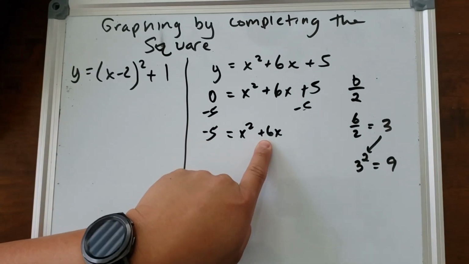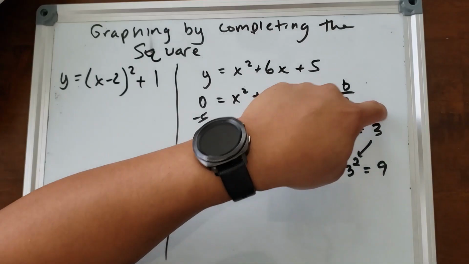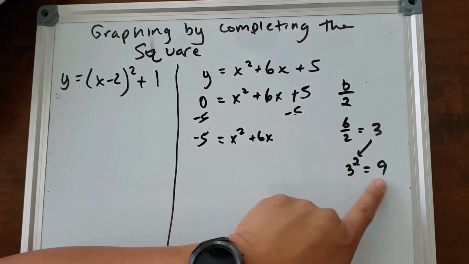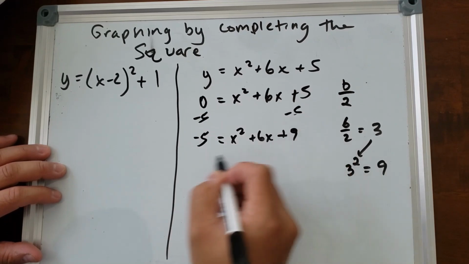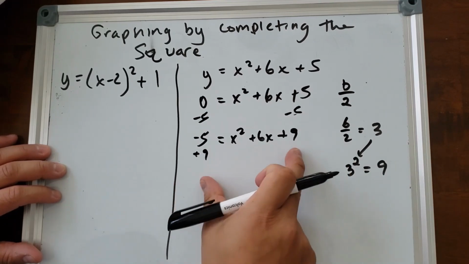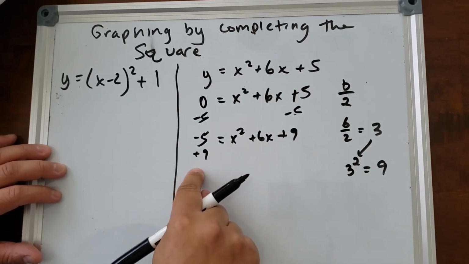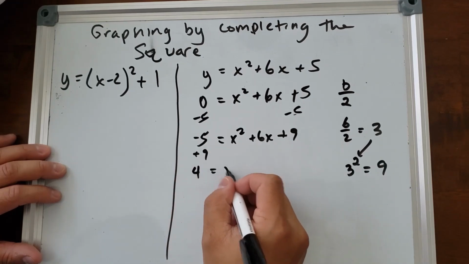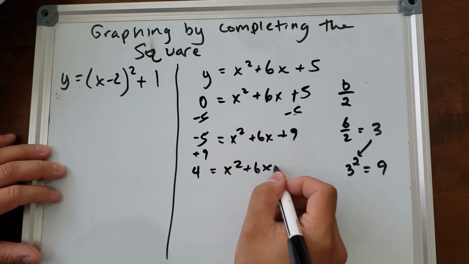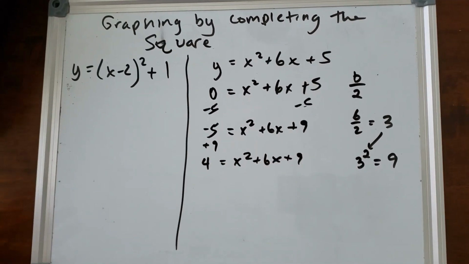You're going to look at the b. You're going to divide it by 2. Whatever you get, you're going to raise it to the 2 power. That gives me a 9. So what I'm going to do here is add 9 to both sides. So see, I added 9 here. And I added 9 here. This is going to give me a 4 equals x squared plus 6x plus 9. Okay? That's the way it's going to work every single time.